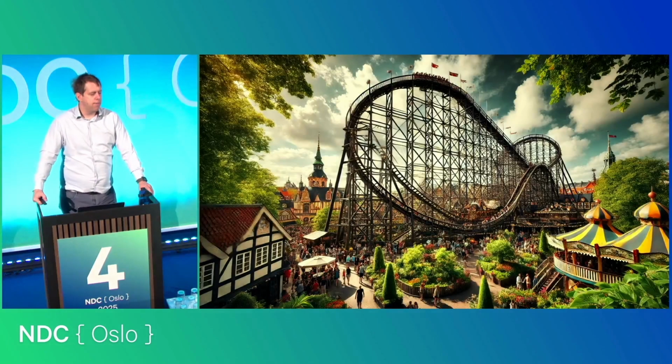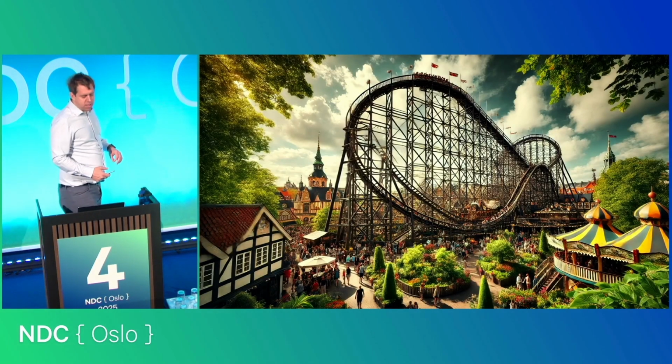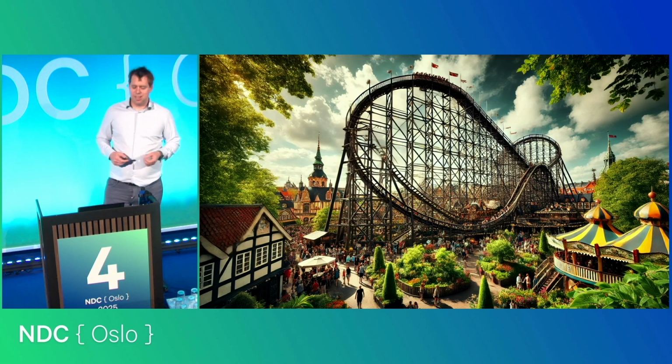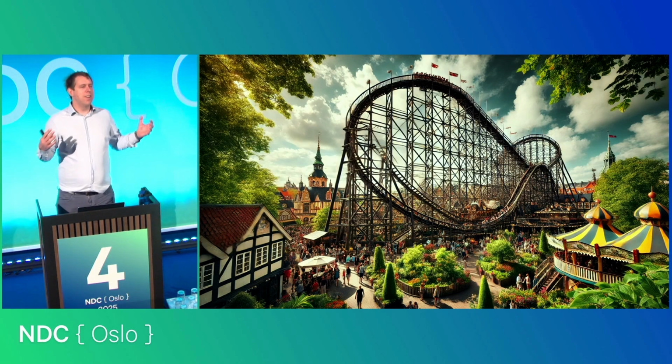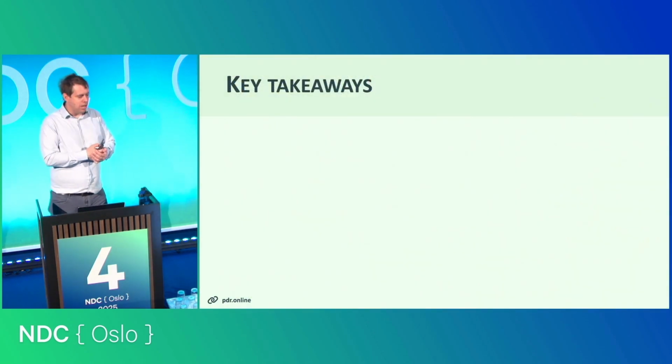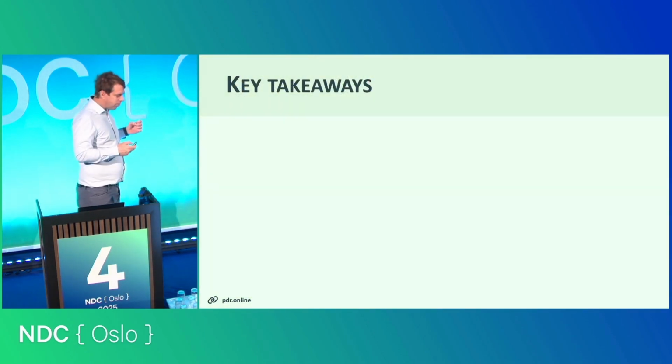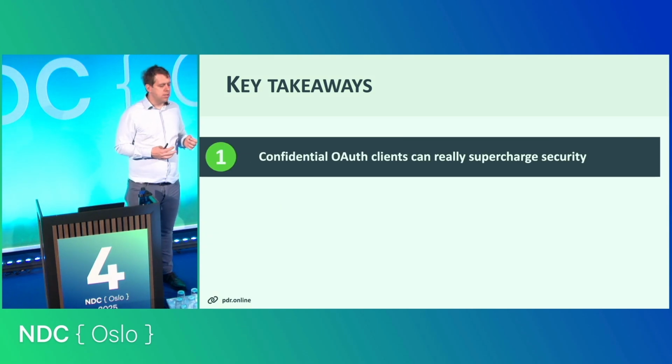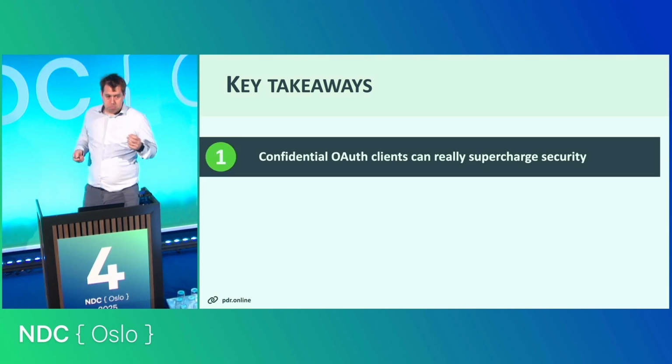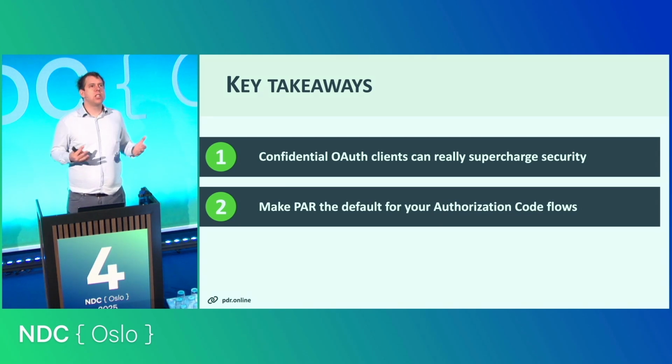All right, so this was a very wild ride. A lot of OAuth security in 53 minutes, so that's probably a new record. So I hope you grasped all of that. I hope you still have some cycles left to carry this takeaway. Takeaways here. If you're building confidential OAuth clients, you can really supercharge security. There's a lot of things you can do. PAR should be the default for your authorization code flows. All right, so if your STS supports this, if you can use this, start using PAR. It's really, really awesome in practice.